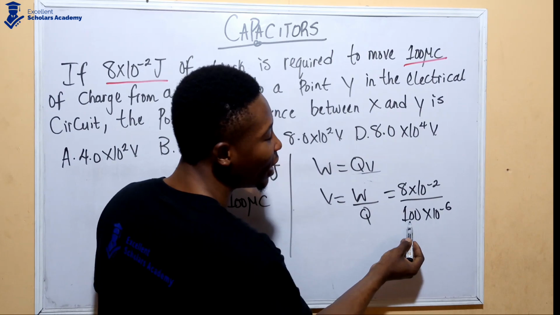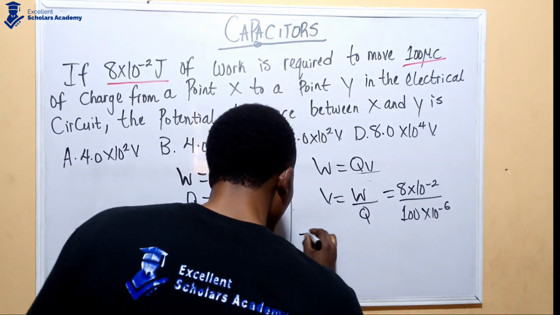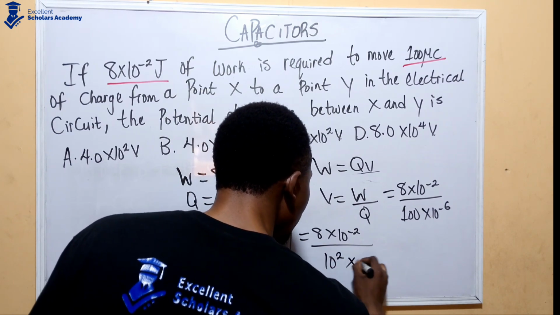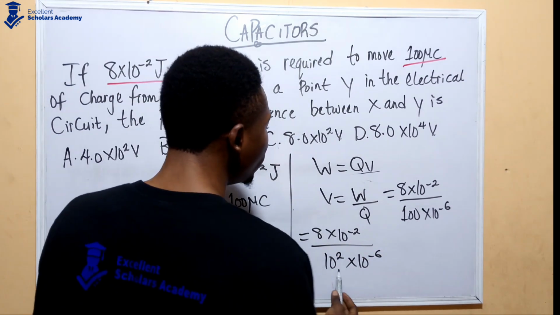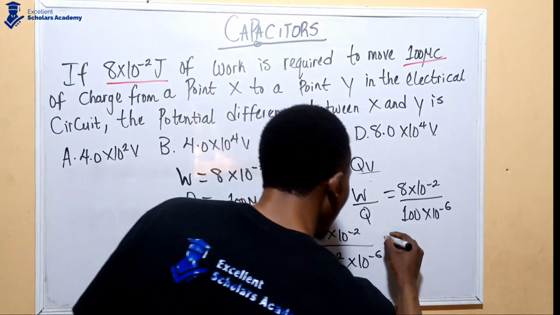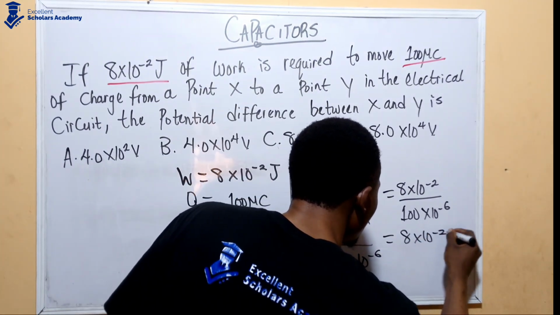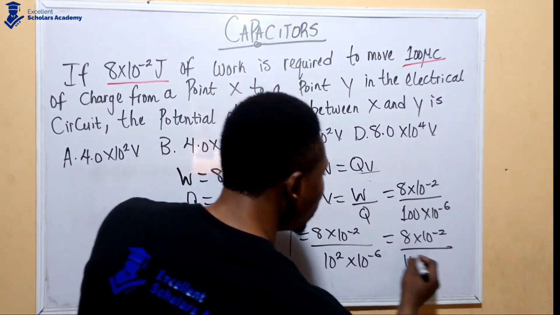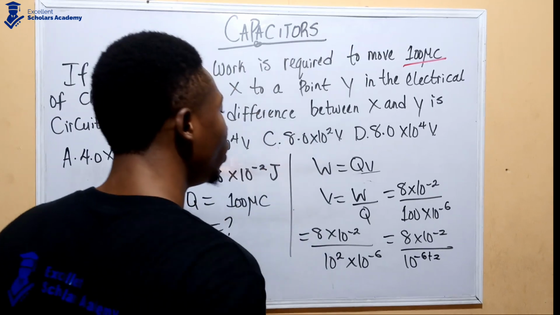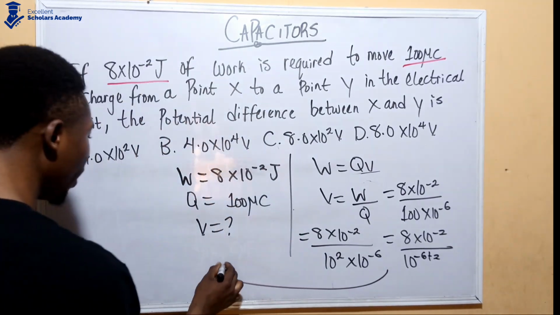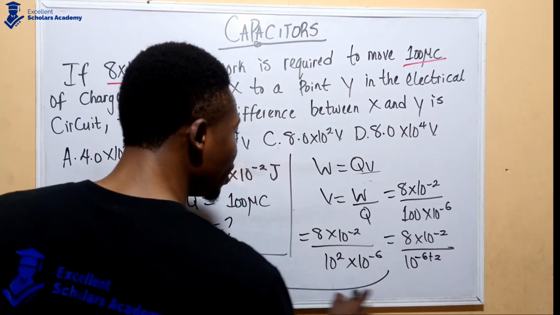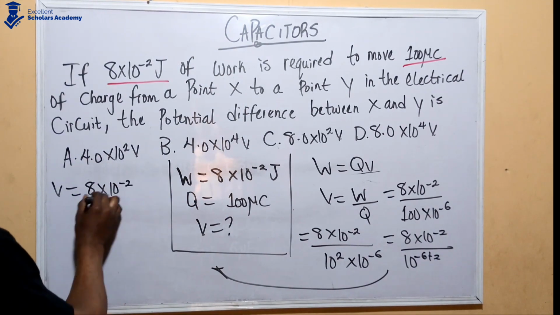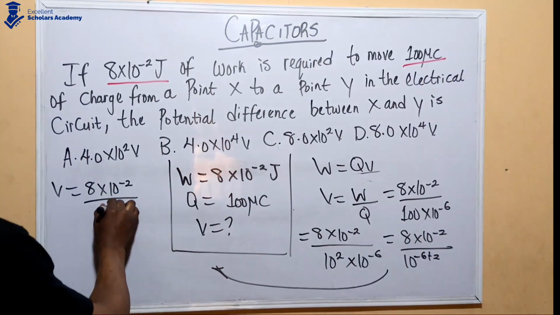Now, this is 8 times 10 to the power of minus 2. This 100, I can also write it as 10 to the power of 2 multiplied by 10 to the power of minus 6. Now, according to the law of indices, I can bring this together and it becomes 8 times 10 to the power of minus 2 over 10 to the power of, now you're adding the powers, so it becomes minus 6 plus 2. Alright, so let's continue the journey from here. And then we're going to have V is equal to 8 times 10 to the power of minus 2 over, now that's going to be 10 to the power of minus 4.